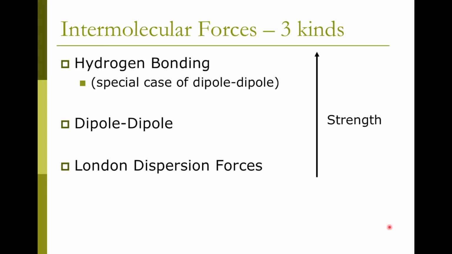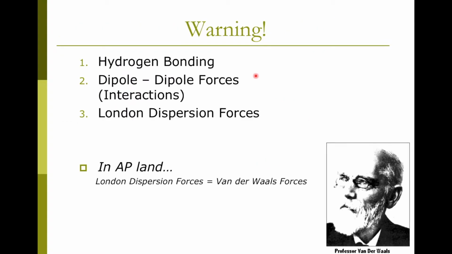So there are three of them, and they're given in order of strength right here. Hydrogen bonding is the strongest, and it is actually a special case of a dipole-dipole. So dipole-dipole is right here. And then there are the London dispersion forces. The London dispersion forces are the weakest. Hydrogen bonding is the strongest.